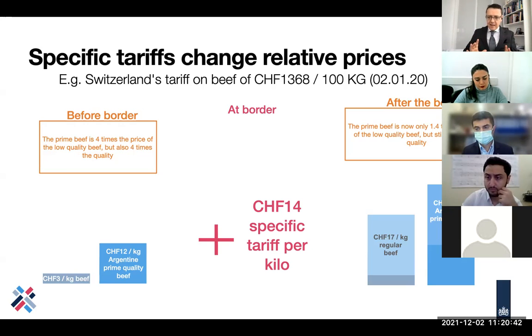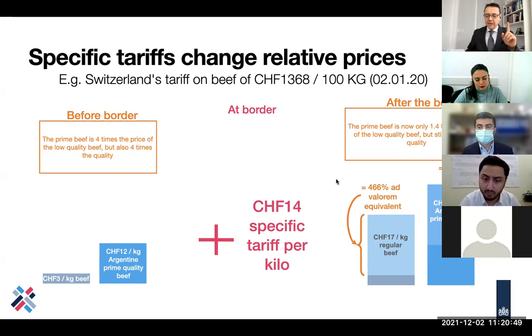See what I mean? The impact of tariffs is asymmetric. It's not symmetric based on value. It actually makes the cheaper things more expensive proportionately. That proportionate effect is what is called the ad valorem equivalent. And as you can see, it can only be calculated by taking into account the actual specific tariff and the actual price of the product to calculate what is the effective impact, right?